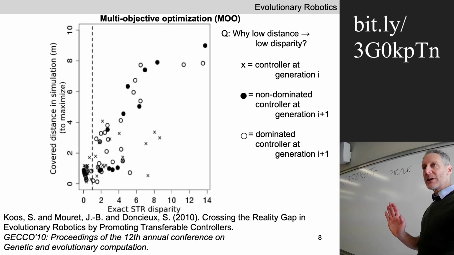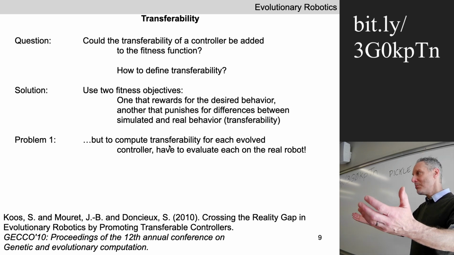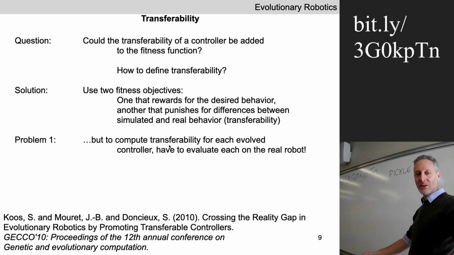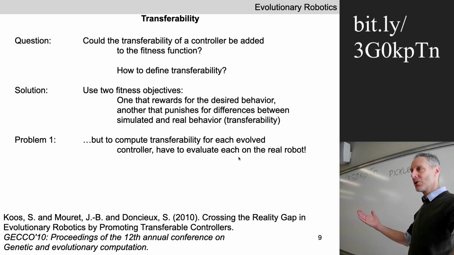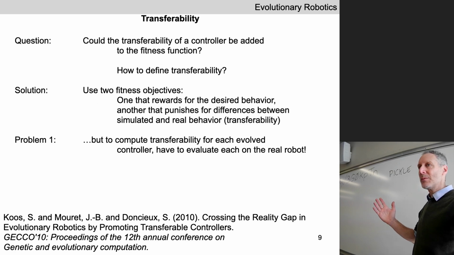Okay, now everybody good with multi-objective optimization? Let's talk about transferability. We went through this question and answer back and forth at the beginning of this lecture, and we got stuck on the following problem. If we want to compute the transferability of every controller in simulation before we get to reality, how are we going to do it? The simplest thing is to measure transferability in sim and real, but then we'd have to evaluate every controller on the real robot. There'd be no point to simulation to begin with. So it seems like there's a chicken and the egg type problem here.